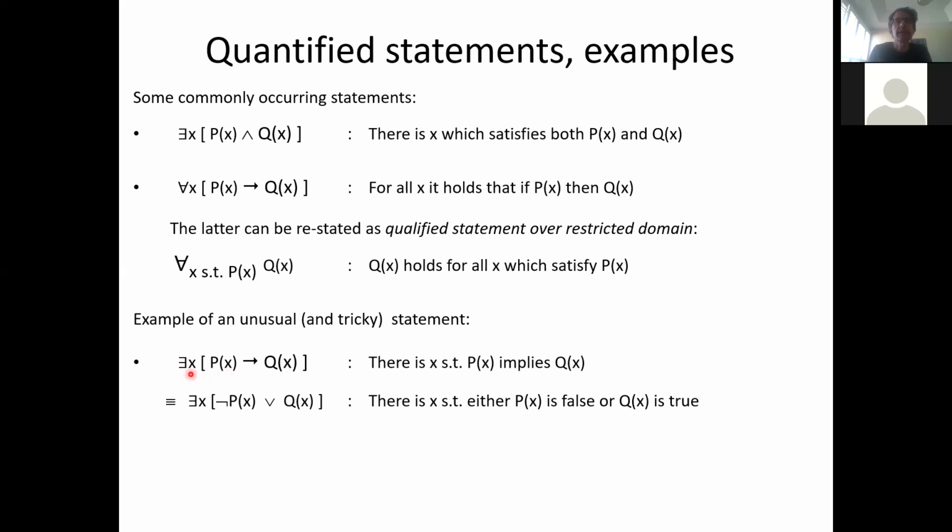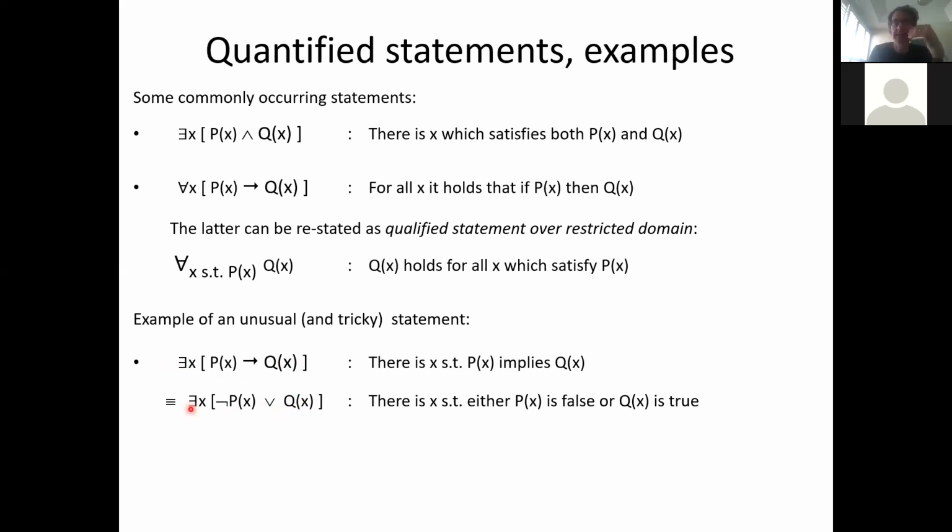This statement says, if you think of implication and remember this law, that an implication A implies B is the same as to say that either not A or B. Remember that? So this statement that there exists an x for which P of x implies Q of x is equivalent to saying that there exists an x for which either the predicate P fails or predicate Q holds.